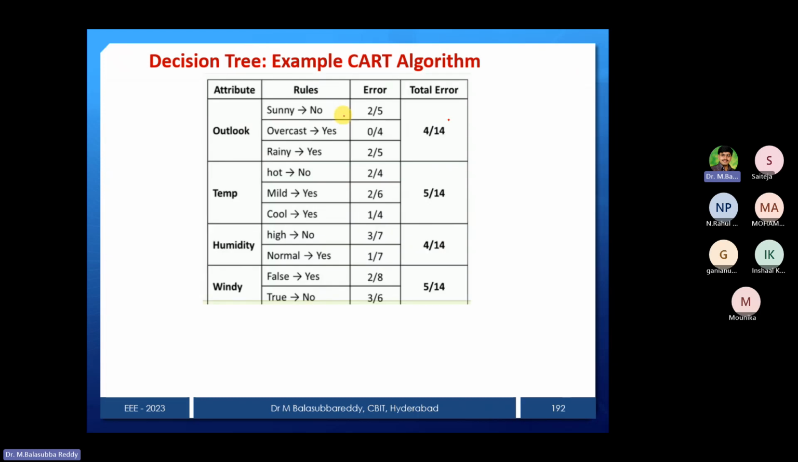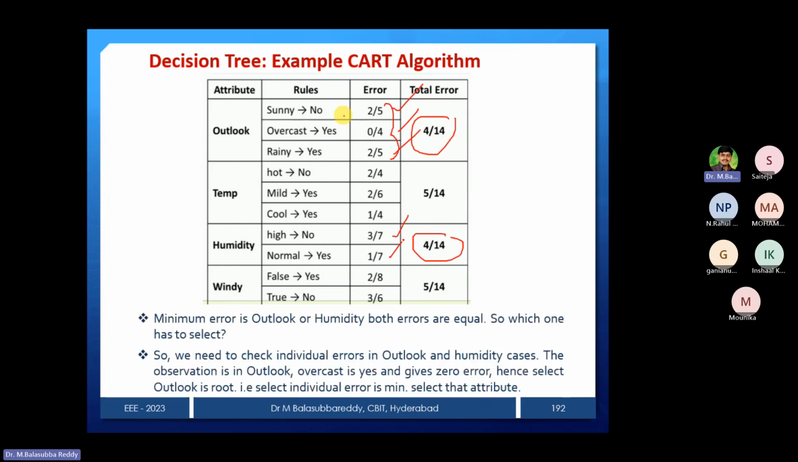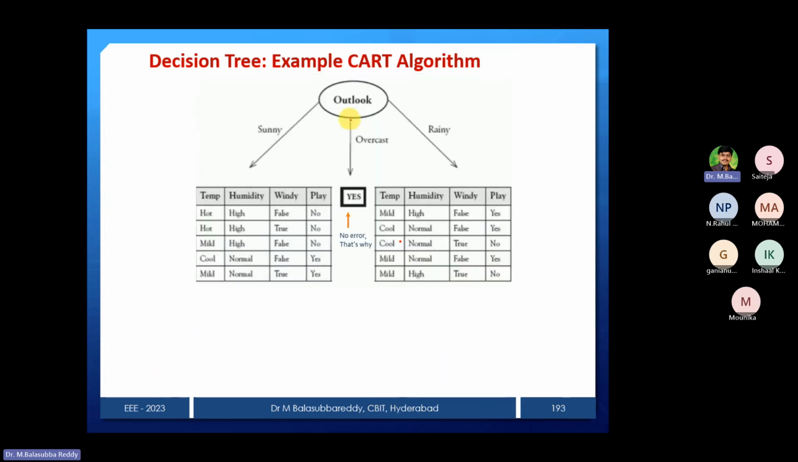But here, if both total errors are the same, you can calculate individual errors. What is the individual error? 2 by 5, 0 by 4, 2 by 5, whereas here also 3 by 7, 1 by 7. So if individual errors are different, whichever has the minimum, you take it as the final root node. Now, as of now, what is happening? We selected outlook as our root node.